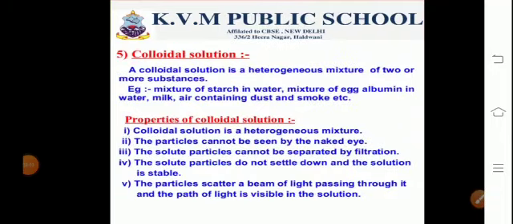Colloidal solutions are heterogeneous mixtures. The size ranges from 10 power minus 7 centimeter to 10 power minus 5 centimeter. They are translucent, homogeneous or heterogeneous. They do not settle down, neither do they get completely dissolved. They exhibit Tyndall effect and Brownian motion.